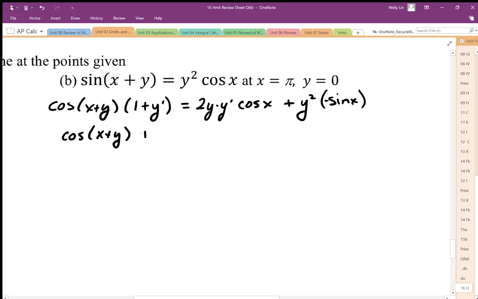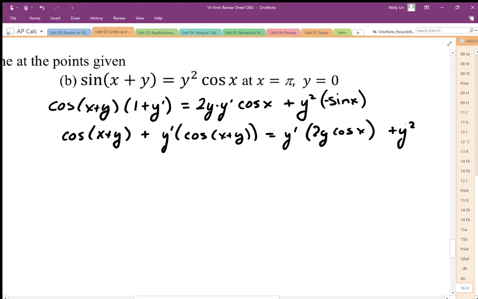because in case I need to use this y prime again, so I'm going to end up with cosine of x plus y times y prime. I end up with my y prime here. This factor is 2y cosine x, and then plus y squared, I'm just going to make that minus y squared sine x.